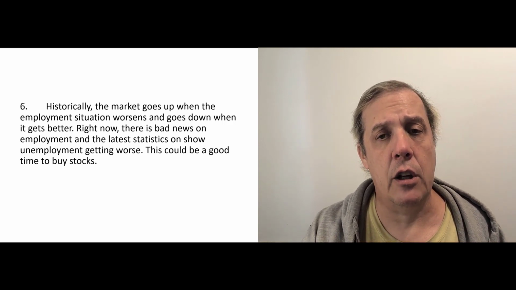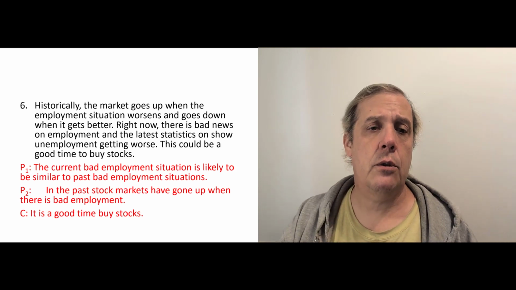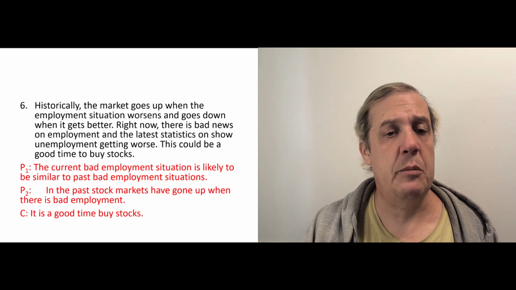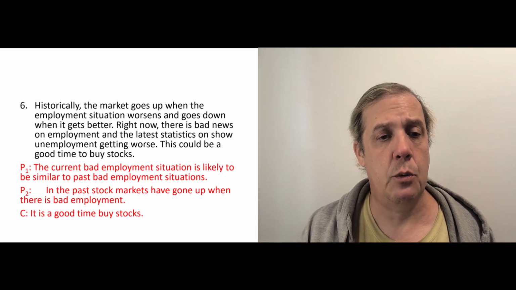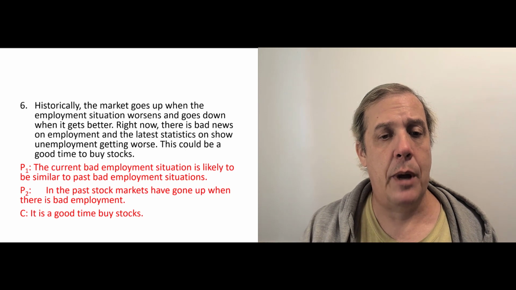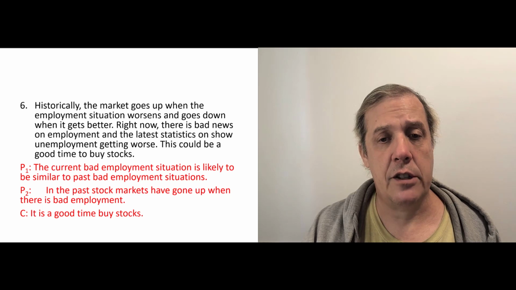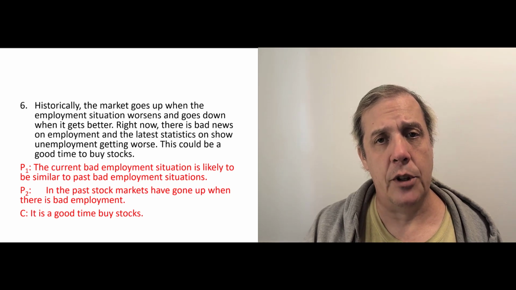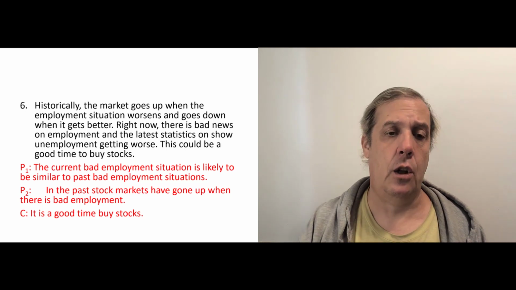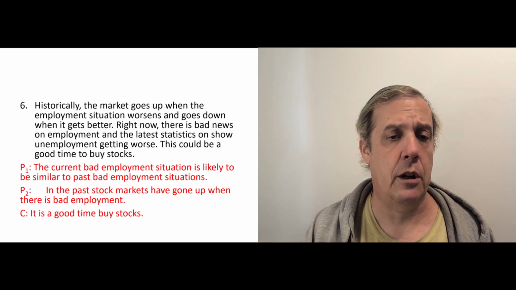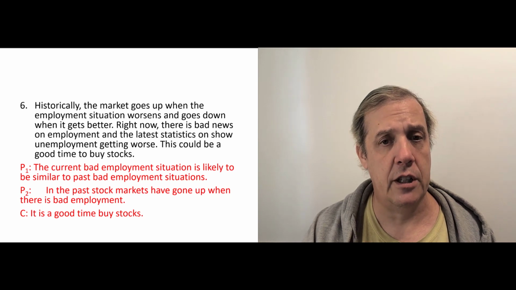And then the target analog is the current situation. So it would look like this. The current bad employment situation is likely to be similar to past bad employment situations. In the past, stock markets have gone up. When there's bad employment, it's a good time to buy stocks. So premise 1 establishes the comparison. Premise 2 asserts the inferred similarity for the reference analog, and the conclusion asserts the inferred similarity for the target analog.